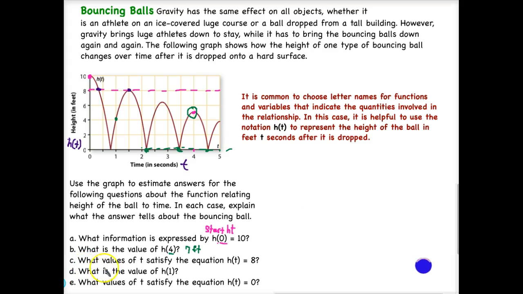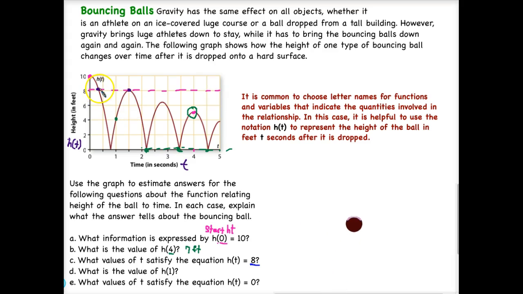Then on C, what values of t satisfy the equation h of t equals 8? Well, h right there represents our height, or our y value. So up here there's a pink dashed line drawn where our height is 8 feet. Notice that we have more than one answer.